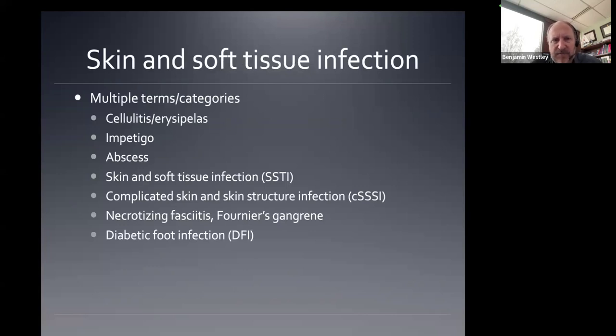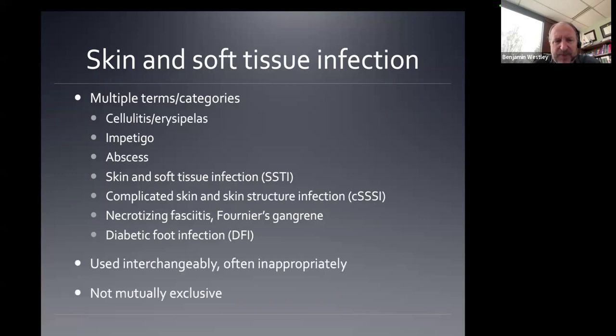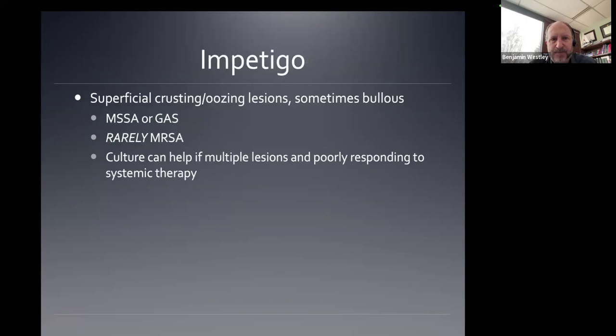So skin and soft tissue infections, very common, multiple words or categories used to describe these things that are confusing and not actually overly helpful. Terms such as erysipelas, impetigo, abscess have specific connotations and impact on antibiotic selection, but these terms are not always applied correctly, so it can be a little confusing. We'll try to talk about that. And you could have multiple features. You could have an abscess with cellulitis around it, for example.